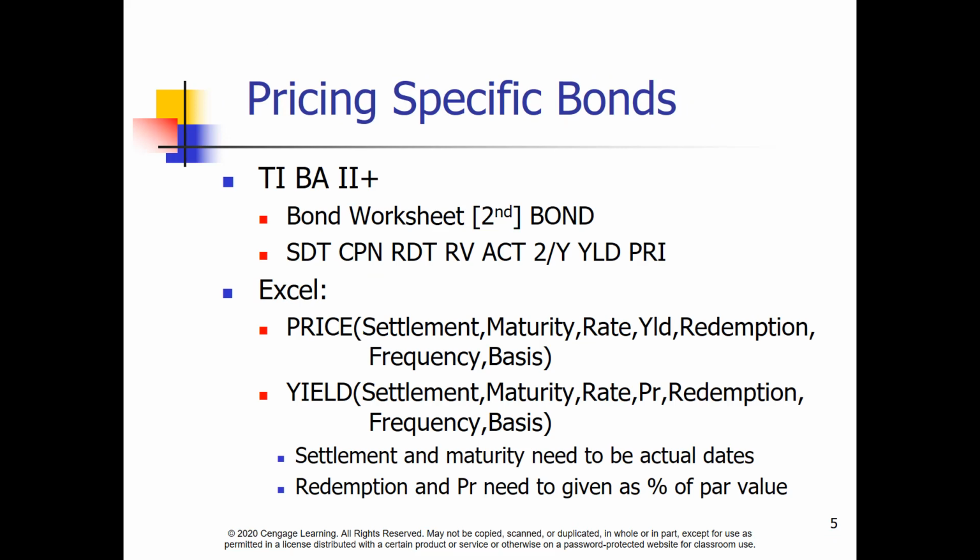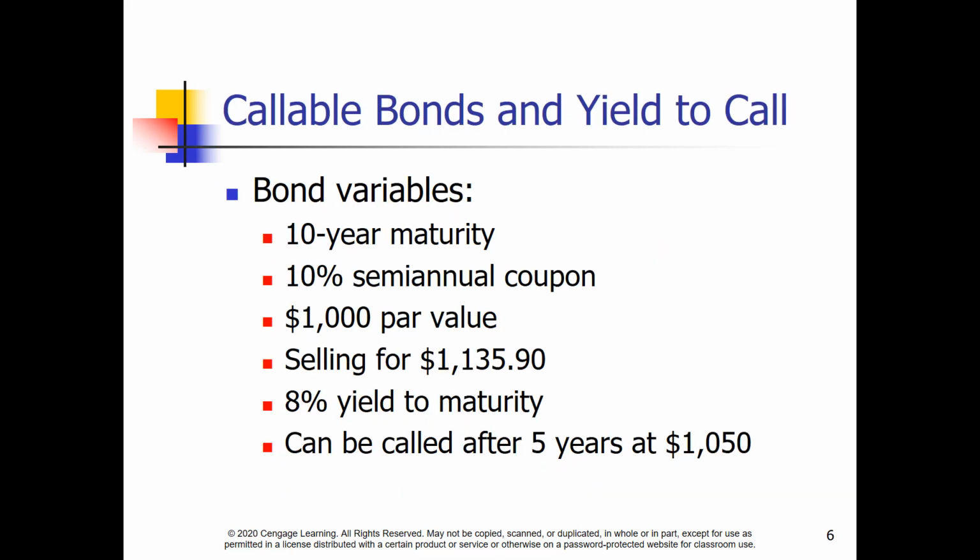I call this pricing specific bonds since you must enter an actual settlement date, the date you buy the bond, and the actual date it will mature. Both your calculator and Excel have functions for this, but for our purposes, we'll stick with using the TVM keys. Please note that you have to have the Analysis Toolpak add-in installed to access the price and yield functions in Excel.